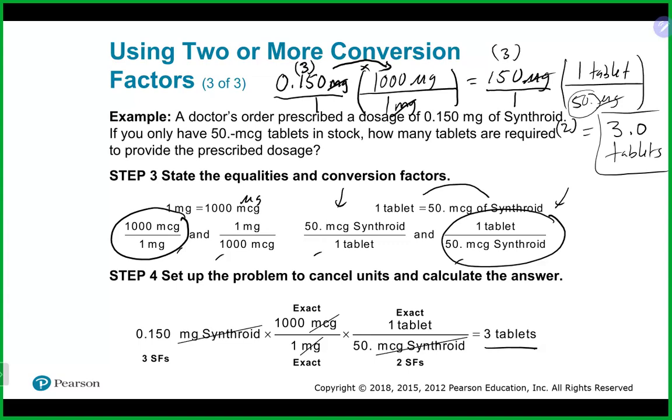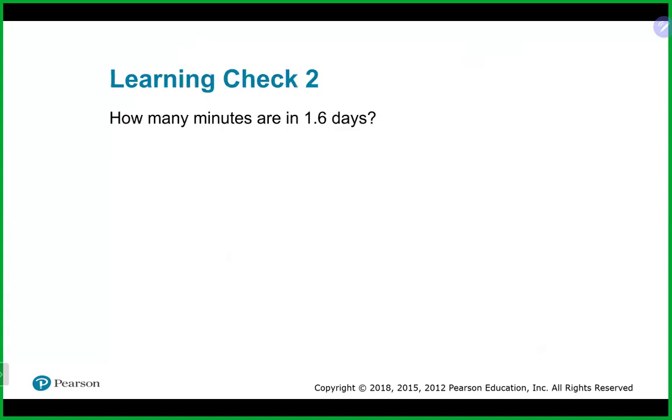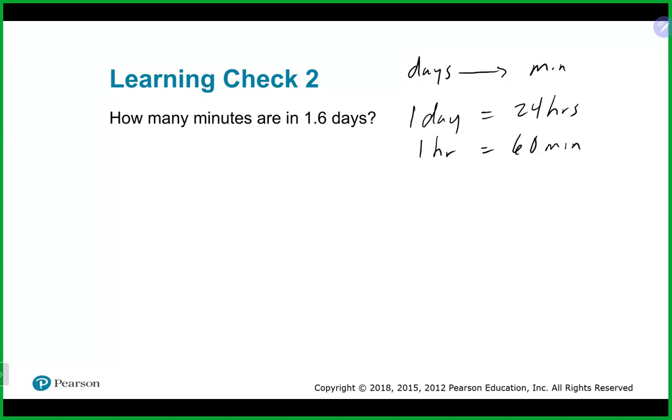Other questions? All right. How many minutes in a day? Let's hope so. I don't know. So again, we want to think about how to get there. We have days and we want to end up at minutes. So you could go: in 1 day there are 24 hours, and 1 hour is 60 minutes. These are our 2 equalities that we could have. So both of these are equalities.